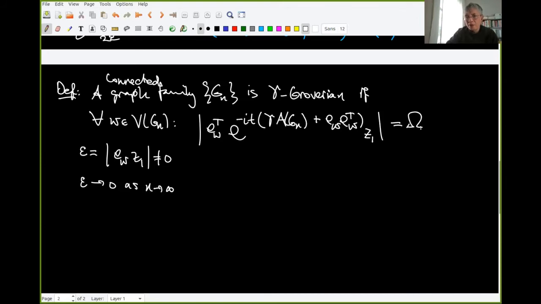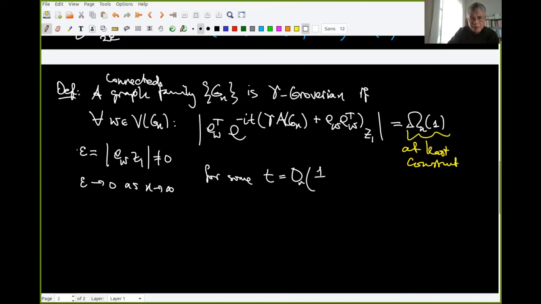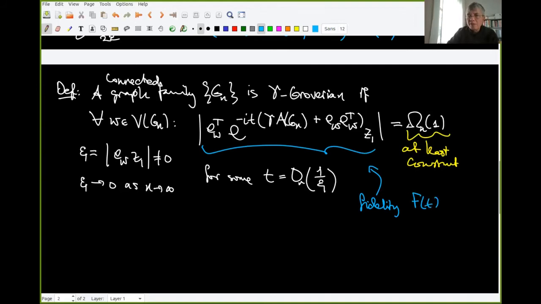So let me just use this notation here. This simply means at least a constant, with a time that scales proportionally with this epsilon. And for the remaining part of this, just so that I don't get mixed up, let me call this epsilon 1 actually. The time should scale this way, up to constant factors of 1 over epsilon 1. So this expression here we can call the fidelity of the quantum walk, the fidelity function at time t. Any questions?